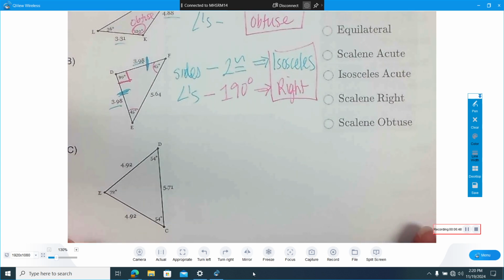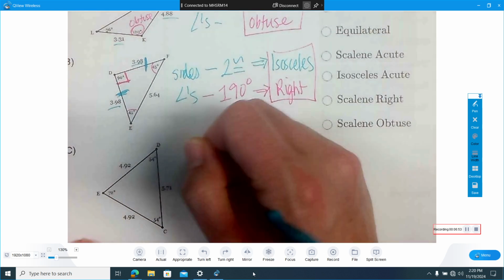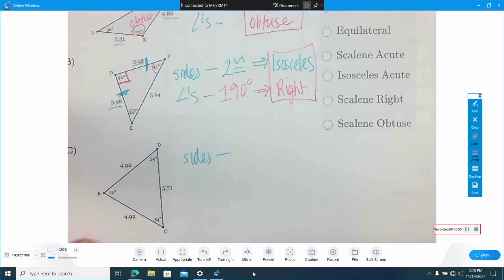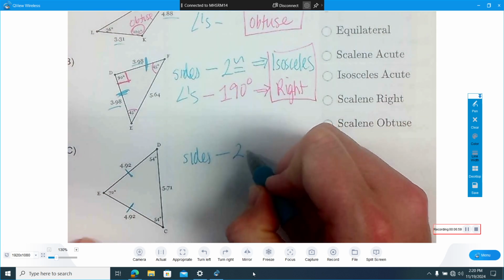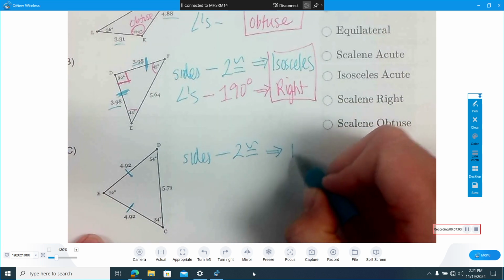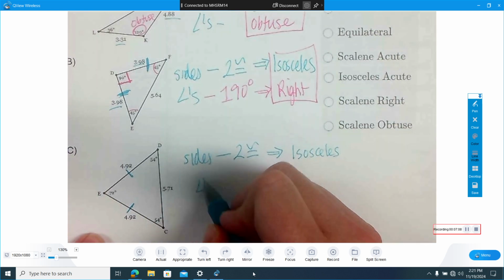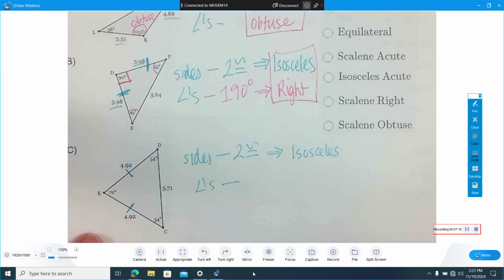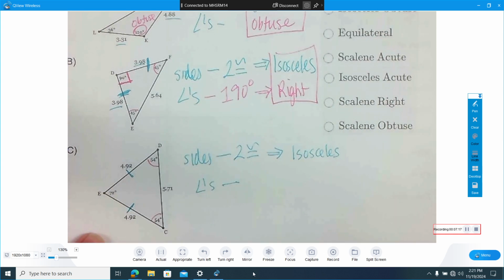And then my last triangle here, tell me about this one. Tell me about the sides. Two congruent, we got 4.92 and 4.92. Two congruent sides means isosceles. All right, two congruent sides. Tell me about the angles. Yeah, I do have two congruent angles, but I don't have a special name for two congruent angles. What else do we know?